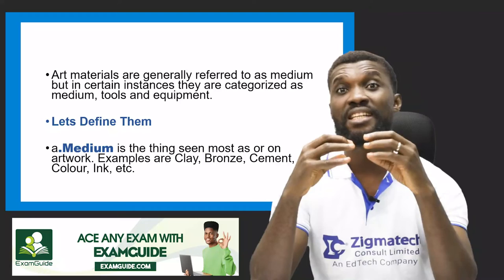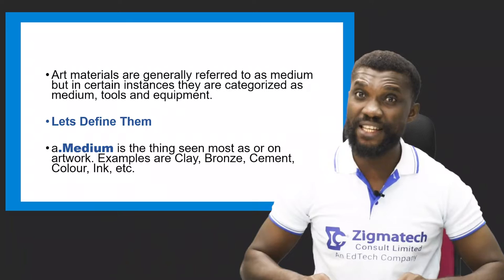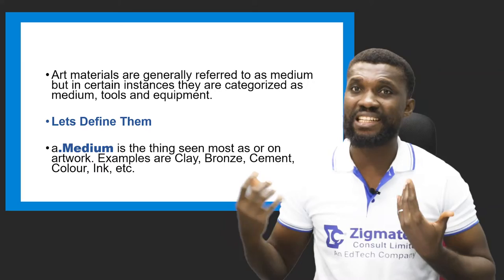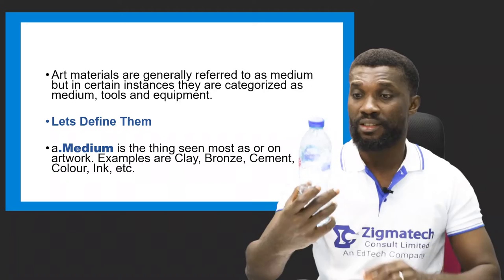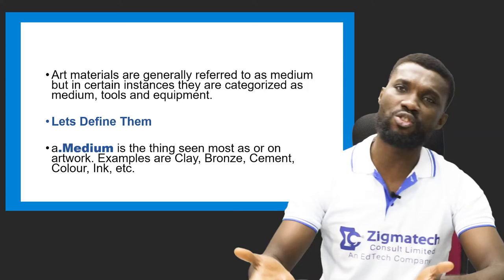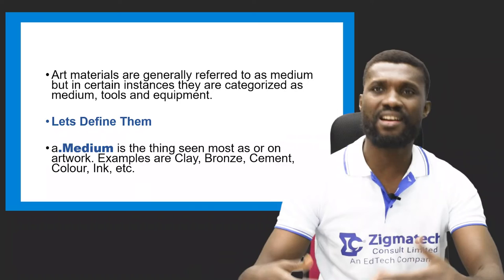Am I too fast? Let me explain that again. Those things you see, feel, and touch on an artwork are known as the medium. If an artist makes a very beautiful painting with plastic rubber, the plastic becomes the medium, the material the artist used. We have several mediums such as clay, bronze, cement, colors, ink, plastics, paper, carton, etc. They are countless. So these are the mediums of art.